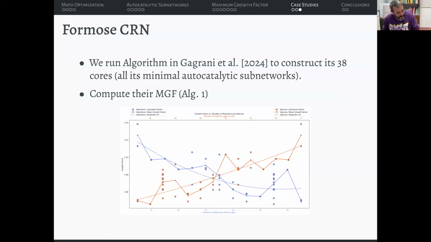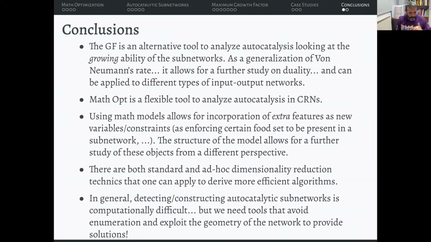And we found that the number of reactions is related to the maximum growth factor. The maximum growth factor is in general larger if the number of reactions is smaller and the number of species is large, and the other way around. Both approaches were kind of similar, but this approach is easy to solve.